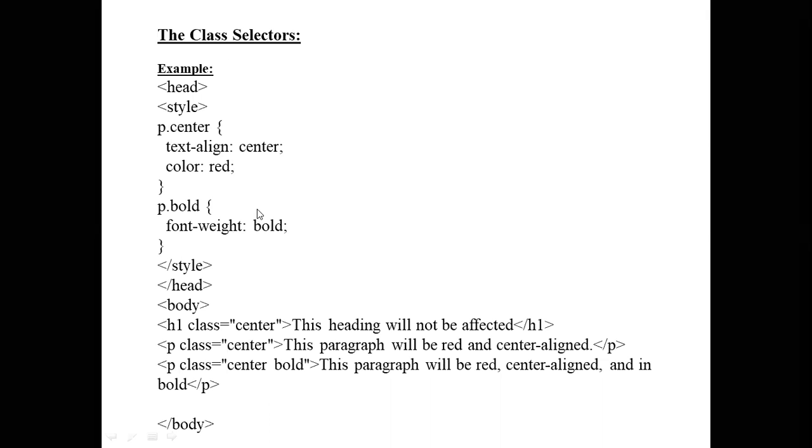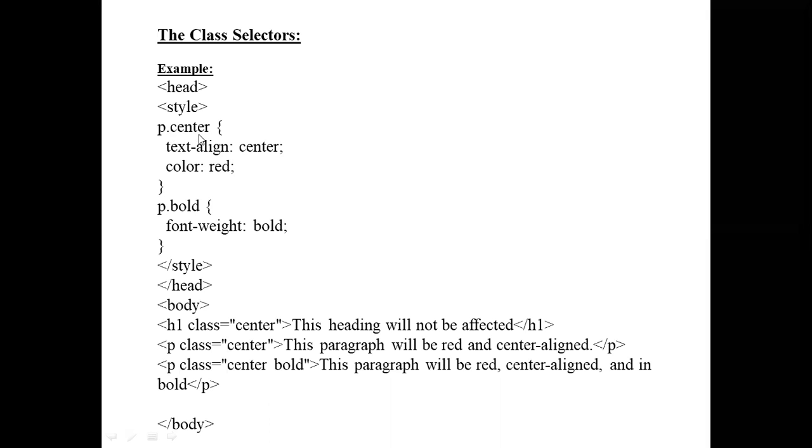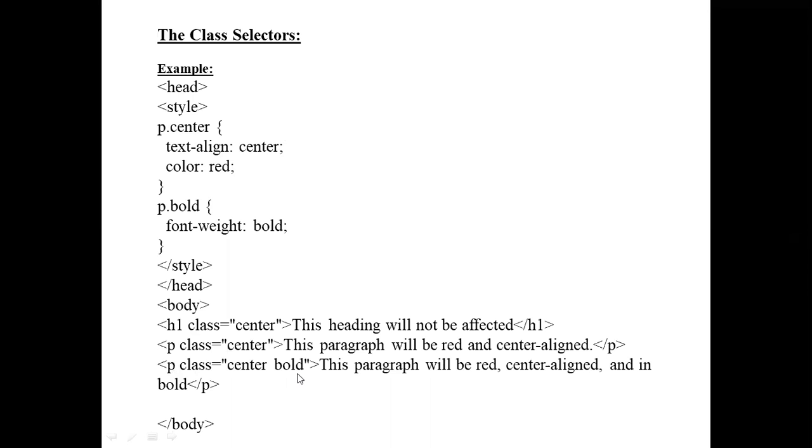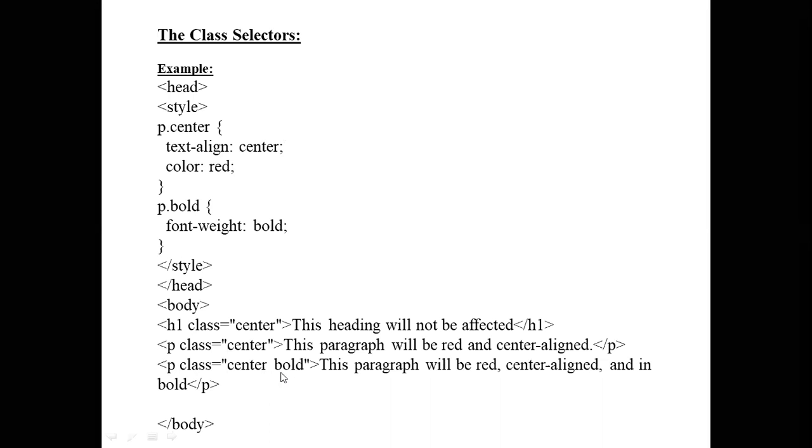A class selector is indicated by the dot. Here P is the paragraph tag, and the class selector is indicated by the dot, p.center. We apply the style center to this paragraph tag, and we apply the bold style to the paragraph P. The main use of a class selector is that it allows different occurrences of the same tag to use different style specifications. Suppose P class equal to center bold: we apply two styles, one center and one bold, to the same tag P.